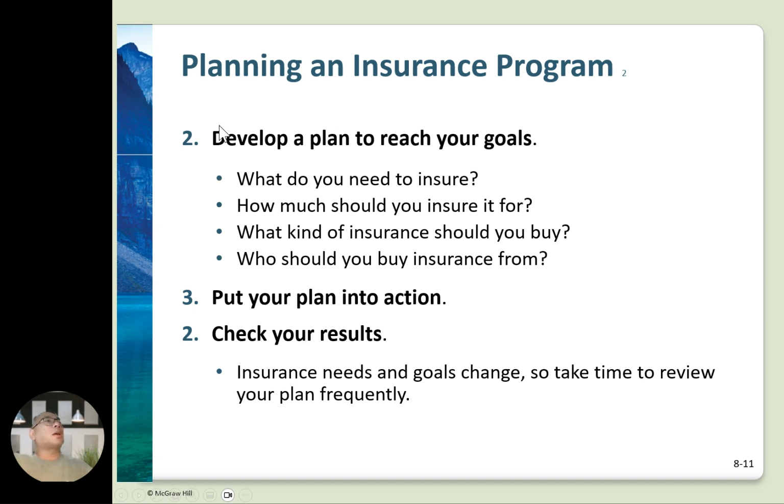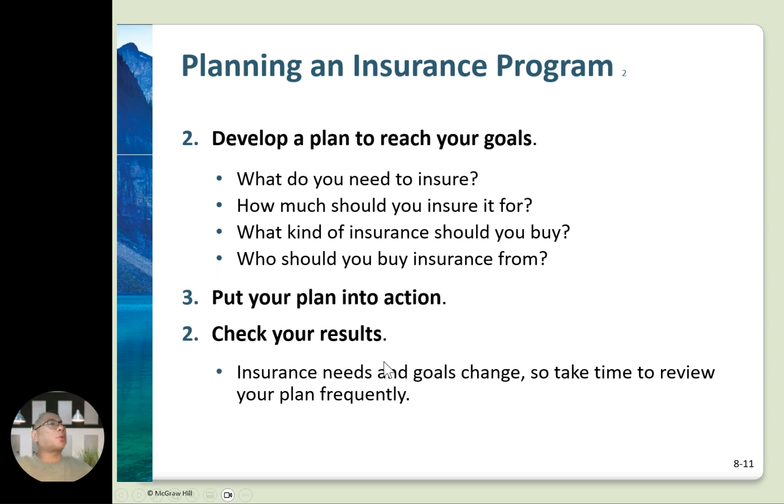In developing an insurance program, number two, you develop a plan to reach your goal. What do I need to insure? Home, that's for sure. Property, home, and then a car, that's for sure, and then health, that's for sure. How much would you need to insure? What kind of insurance do you need to buy? Who should you buy the insurance from? Here, if you are an international student, you need to buy health insurance using Canadian Shield or any other insurance company that will provide your coverage.